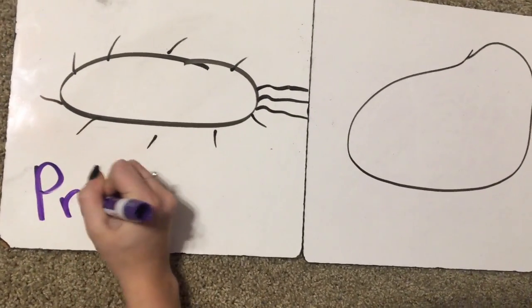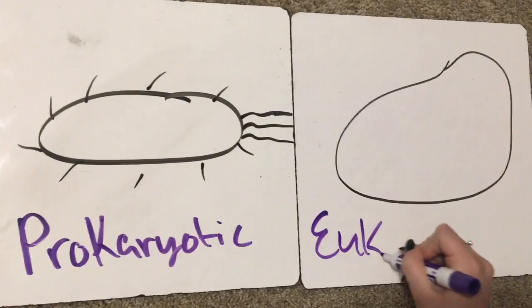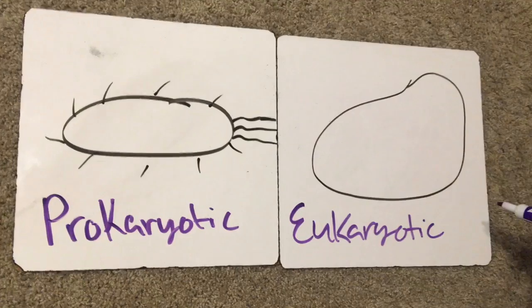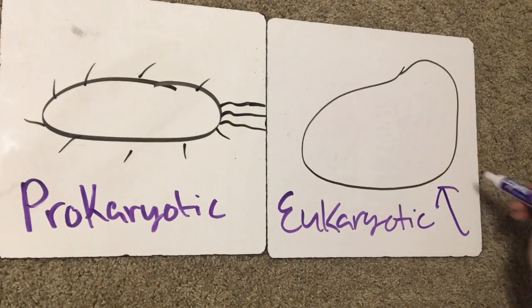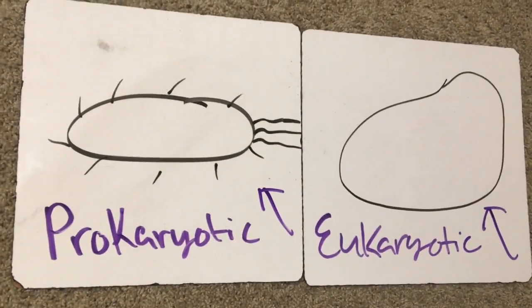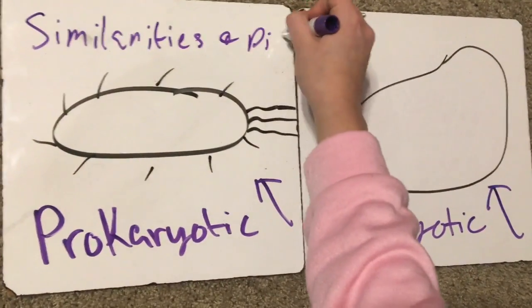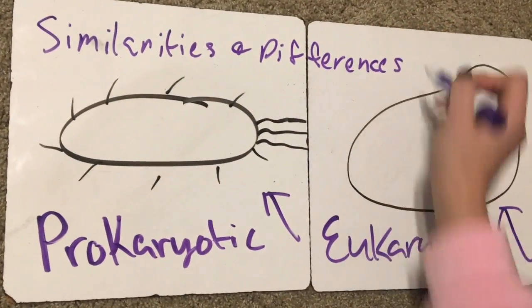In this video, we will be explaining every aspect of prokaryotic cells and eukaryotic cells. First, we will be drawing a prokaryotic cell and describing the parts and what they do. Second, we will be drawing a eukaryotic cell and describing the parts and what they do. Lastly, we will be explaining the similarities and differences between eukaryotic and prokaryotic cells.